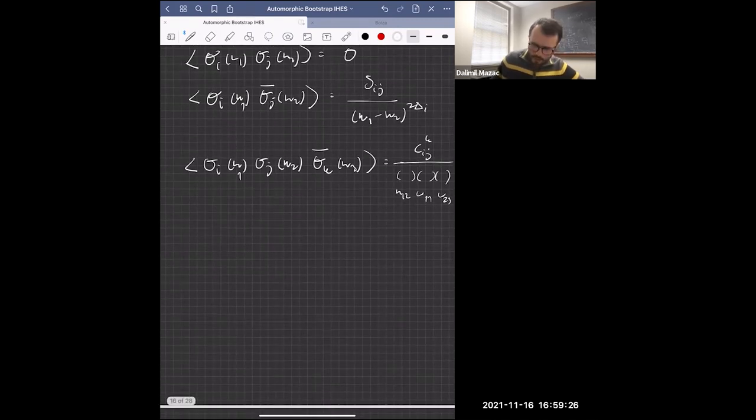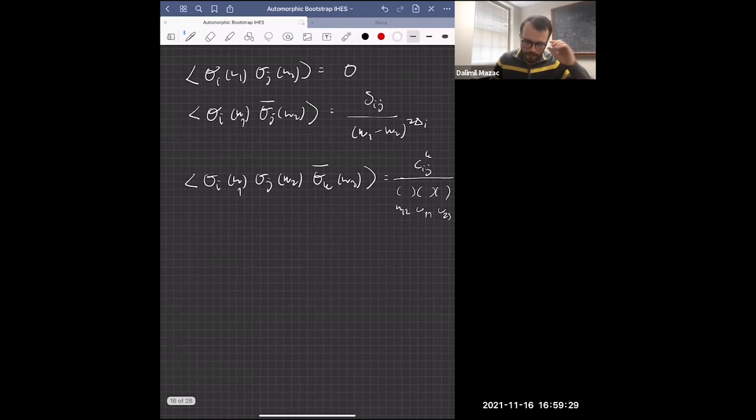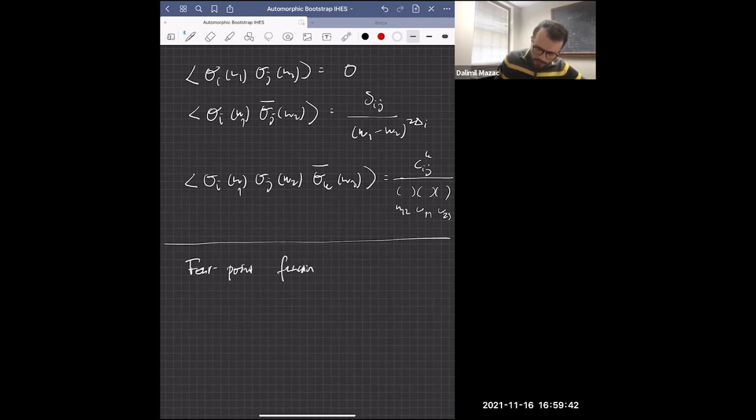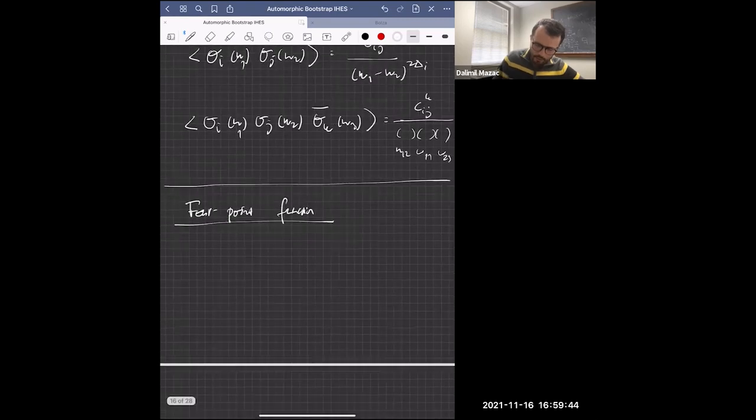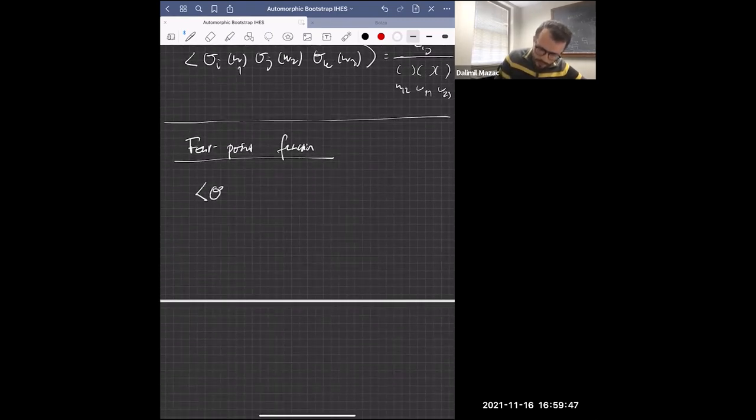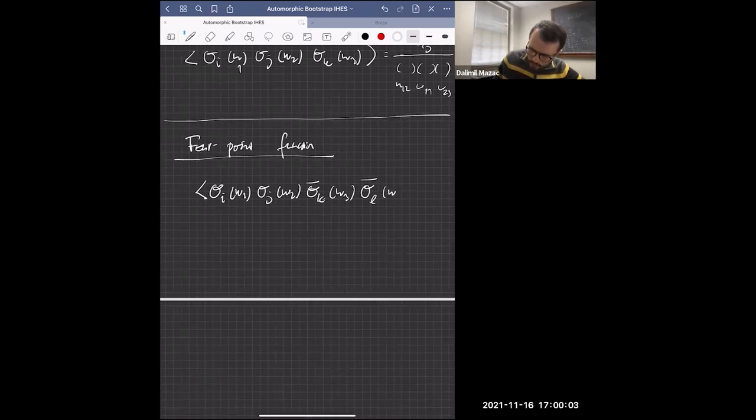Okay. So my time is almost up, but I'm almost done. The thing that we are going to use to constrain the spectrum is the four-point function, as usual in the bootstrap. And specifically the four-point function that I'm going to focus on is of the following form. Let me first write it down. This will be a four-point function of O, O, O bar, O bar at four different points.